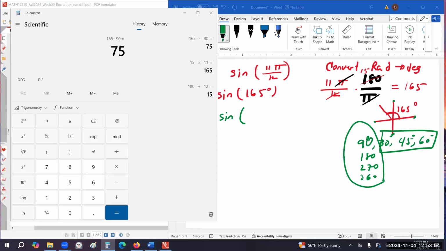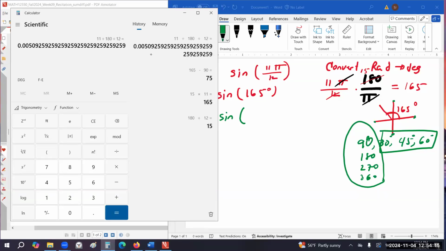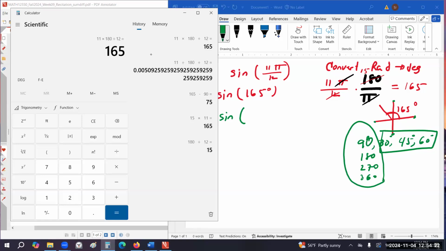Oh, am I right? 165? I feel like the answer is wrong. 11 pi over 12 should be in the unit circle. So let's see, did I make a mistake here? 11 pi over 12. 11 times 180 divided by 12. What am I doing? 11 times 180 divided by 12. I didn't make a mistake. Okay.